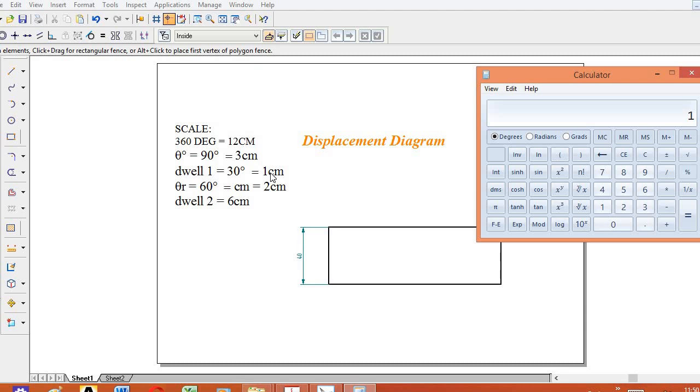So first, dwell 1 is 1 centimeter. Next, theta r is the angle of descent, which is given as 60 degrees. So how to convert 60 into centimeters? 60 divided by 360 times 12 gives you 2 centimeters. Similarly, dwell 2 is equal to, so how many degrees? Remaining 180 degrees. So it will be 6 centimeters.